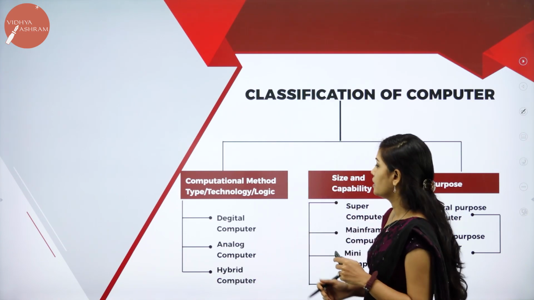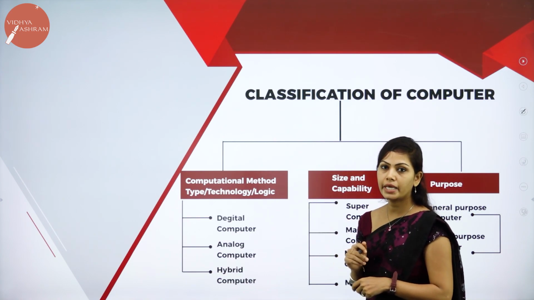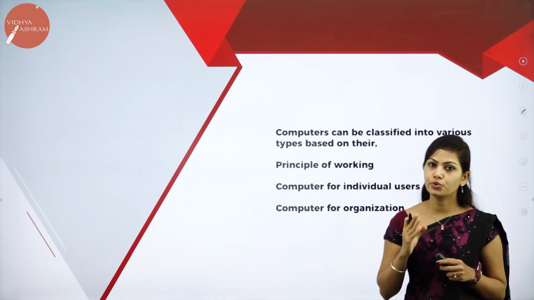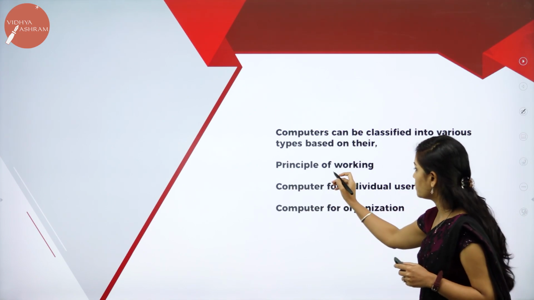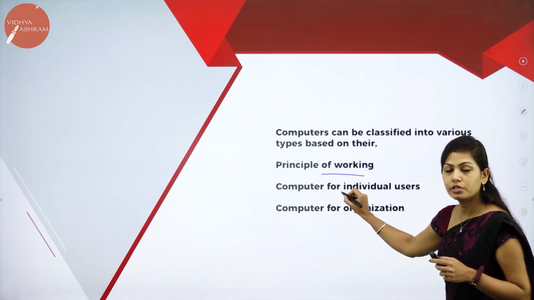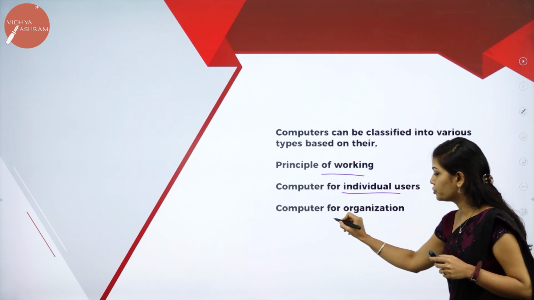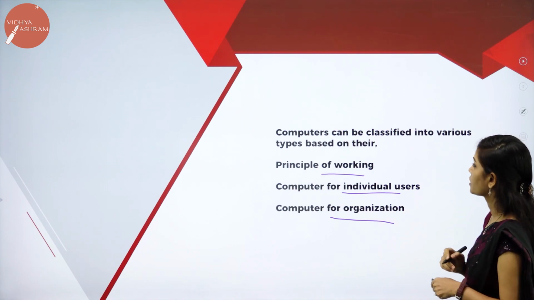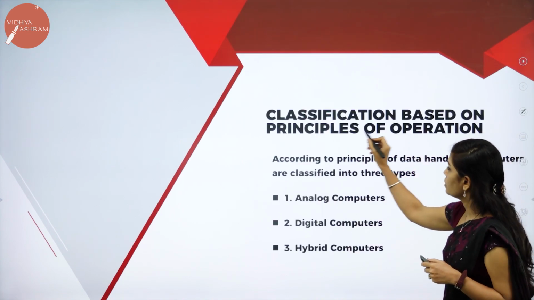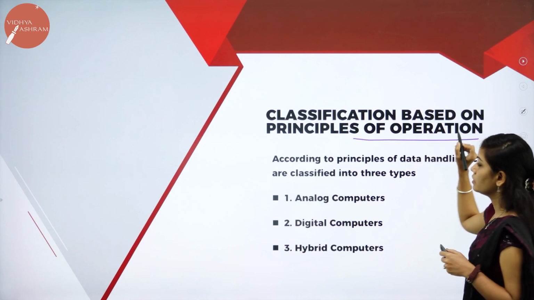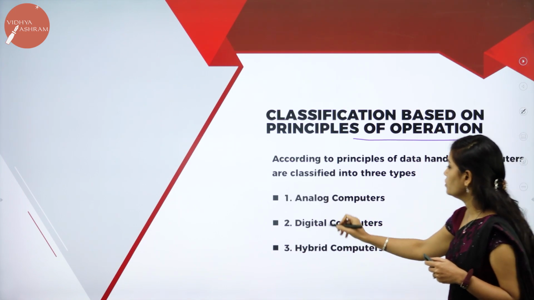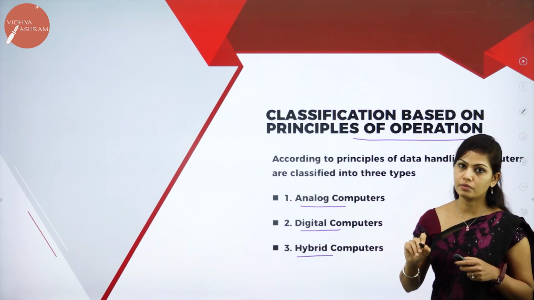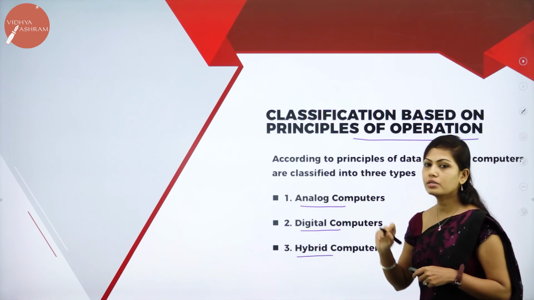Let us understand the classification of computers based on organization. Computers can be classified into various types based on the principle of working, and computers for individual users and computers for organizations. Let us understand one by one. Classification based on the principle of operation: computers can be classified into analog computers, digital computers and hybrid computers. So the first type is analog computer.